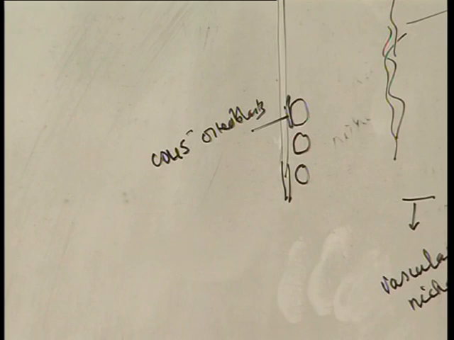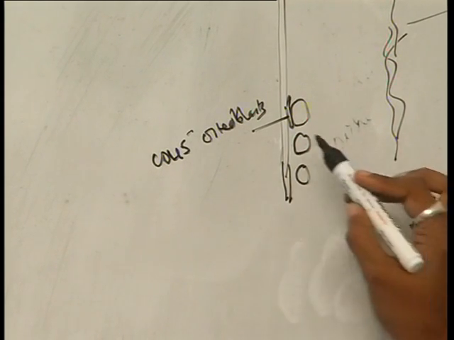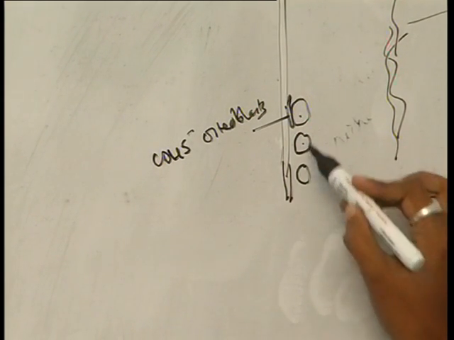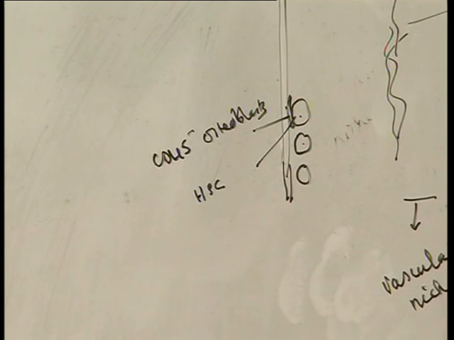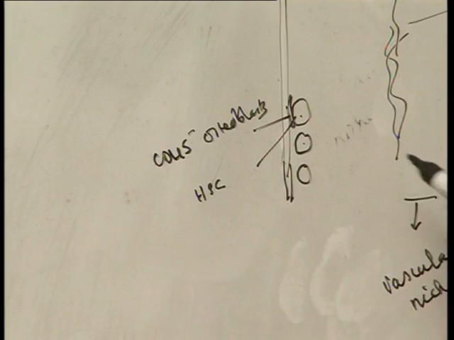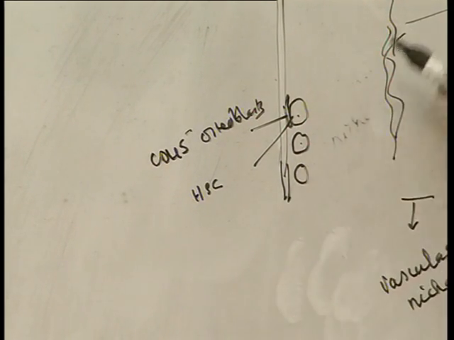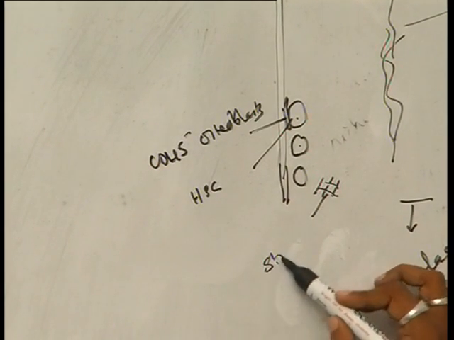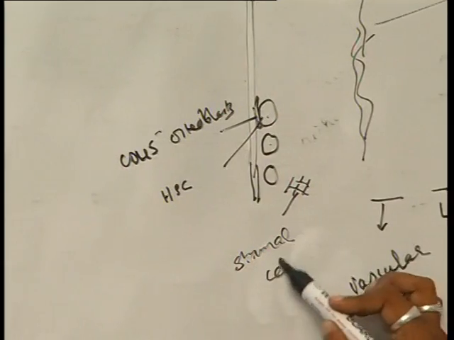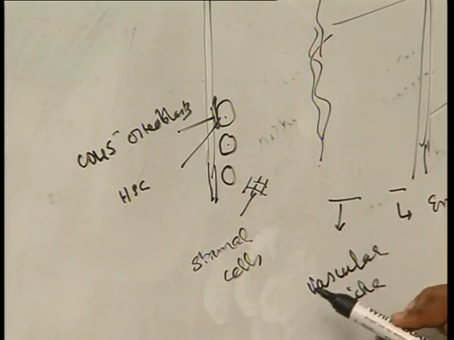CD45 negative osteoblasts, and then there is a stem cell. This is the hematopoietic stem cell that is attached here. So how does it do this? There are interactions, cellular ones. There are a lot of stromal cells here. They are stromal cells, and this is vasculature.